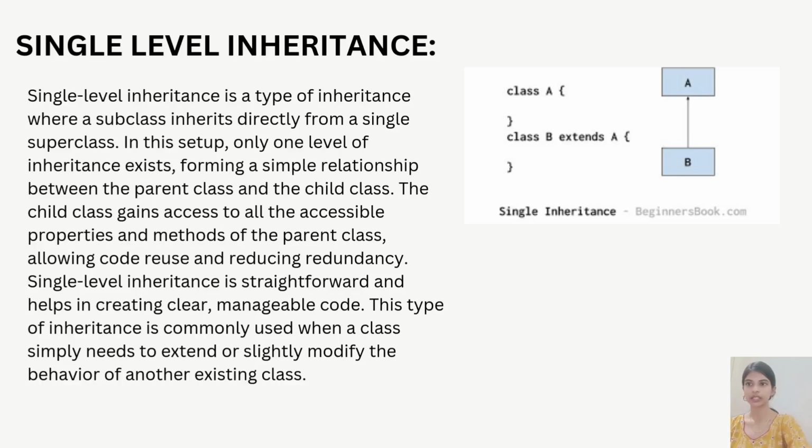Single level inheritance is straightforward and helps in creating clear and manageable code. This type of inheritance is commonly used when a class simply needs to extend or slightly modify the behavior of another existing class. And we also have a small code which acts as an example. And we also have a block diagram showing how the subclass and the superclass inherit their properties.